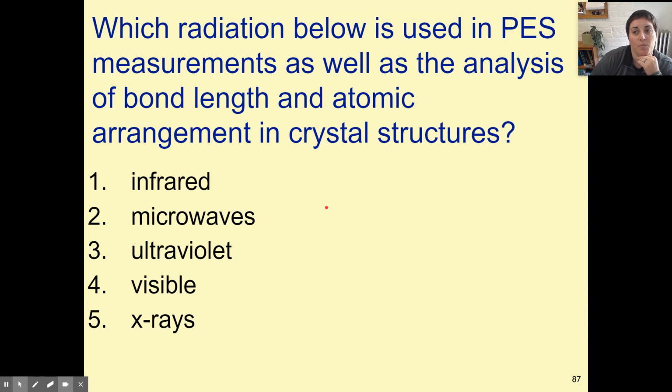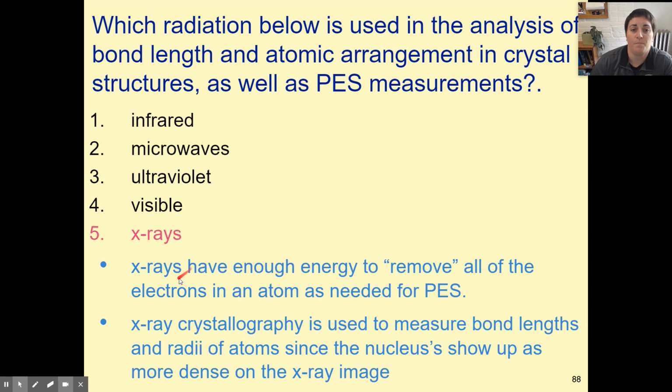Which radiation below do we use in photoelectron spectroscopy? I mentioned this in our lecture about PES. So that would be X-rays. X-rays, they're not just used in PES, they're also used to measure bond length and arrangement of electrons in crystal structures. The reason X-rays are used is because they have lots of energy, and they have enough energy to remove electrons and atoms.